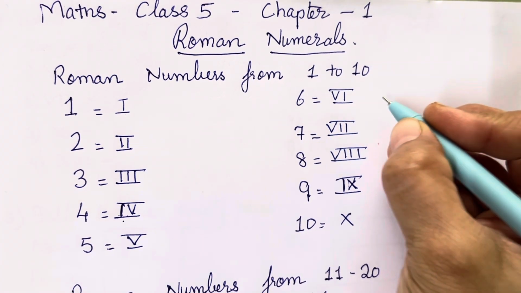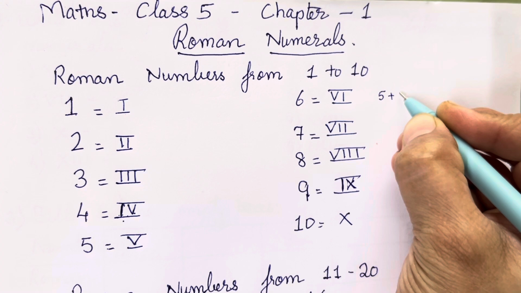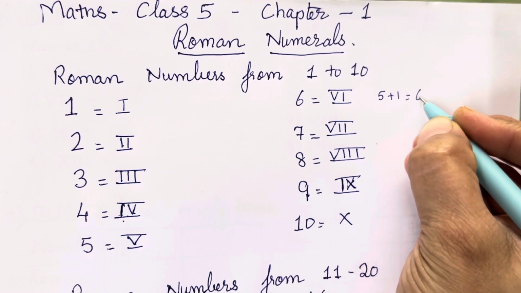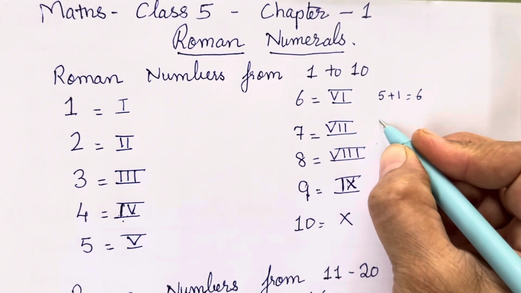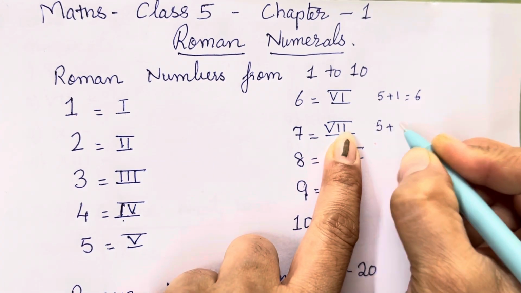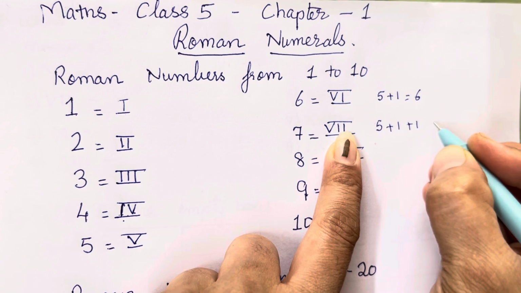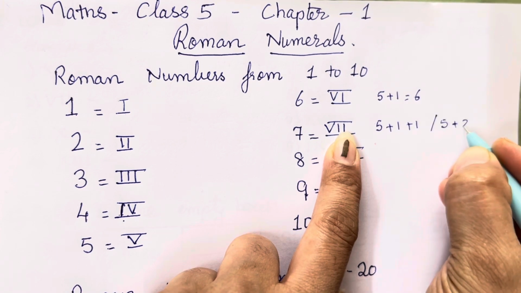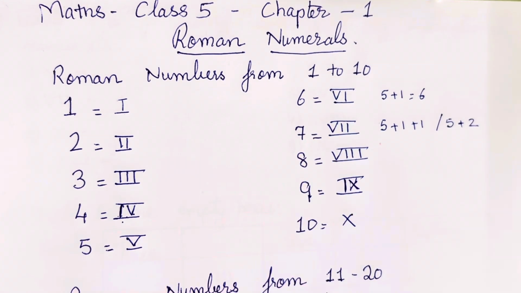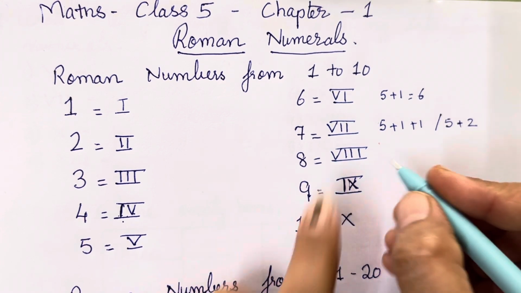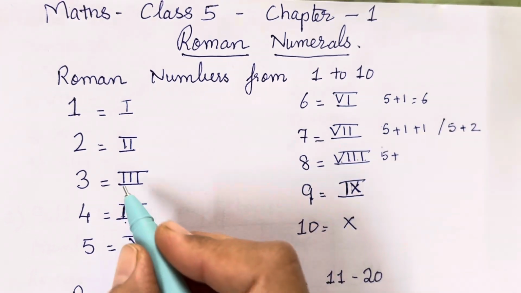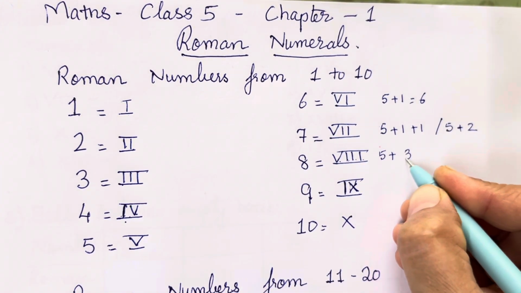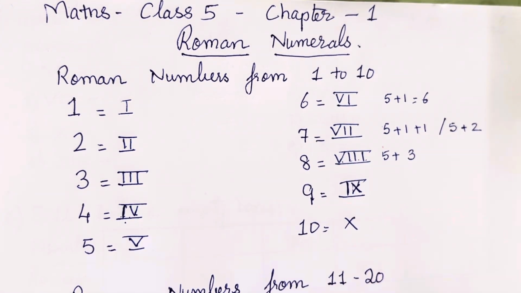For 6, how are you going to write? 5 plus 1 is supposed to be 6. Now 5 means this sign, 1 means this sign. Then over here also 5 plus 1 or 5 plus 2. Okay, so in this way it has been represented. Next is going to be 5 plus 1, 2, 3. So you all can directly write 3 or 1 plus 1 plus 1 also you all can write it.